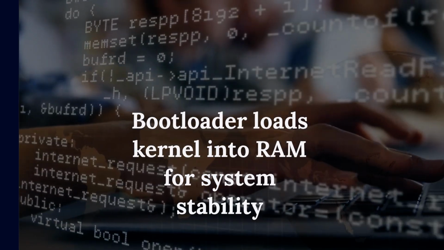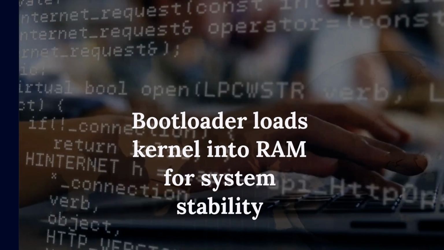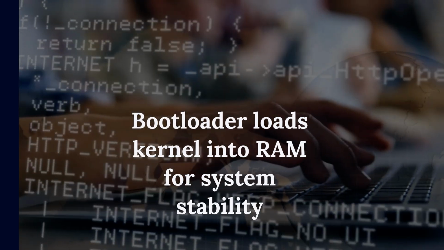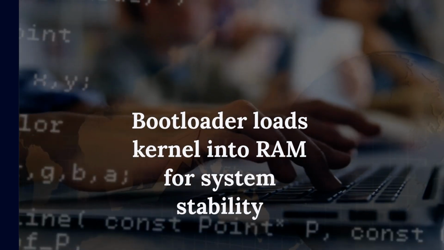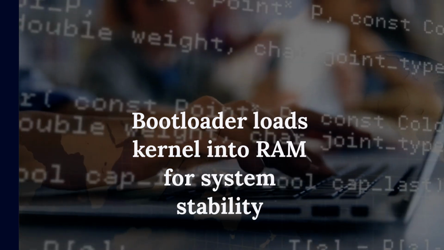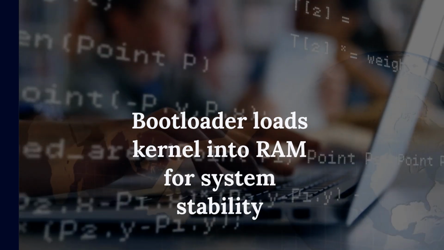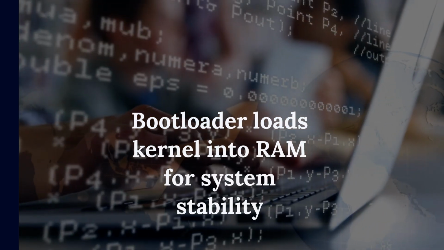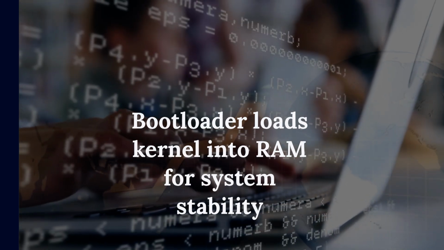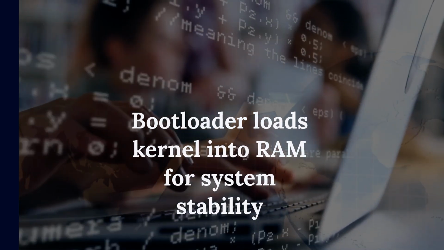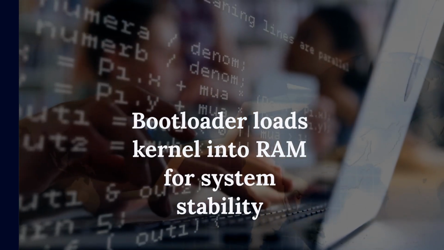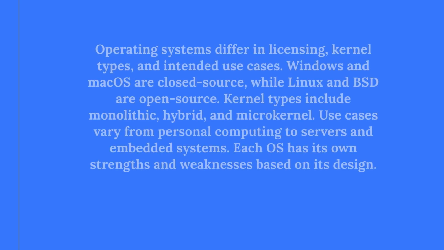The bootloader bridges firmware and OS, loading the kernel into RAM. GRUB is common for Linux, while Windows uses Boot Manager. Kernel initialization sets up memory management and hardware drivers. It mounts the root file system and starts the init system. This process is crucial for system stability and performance.